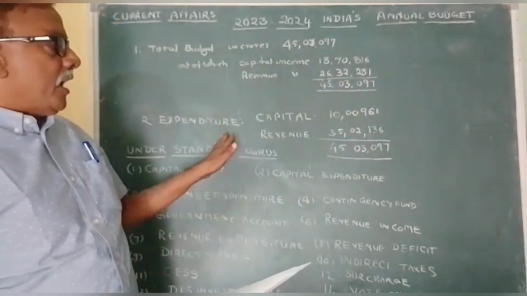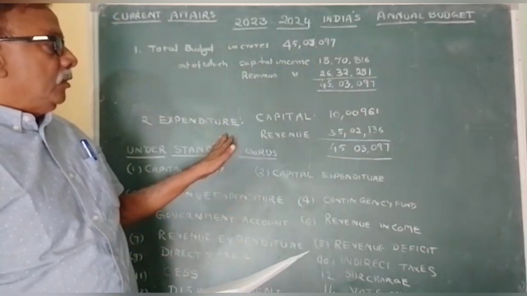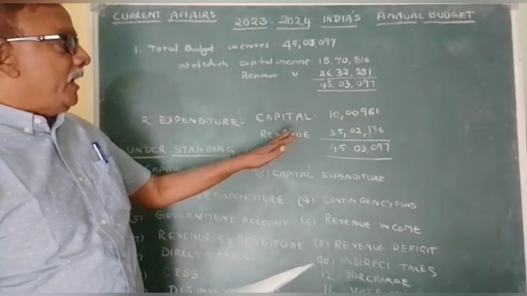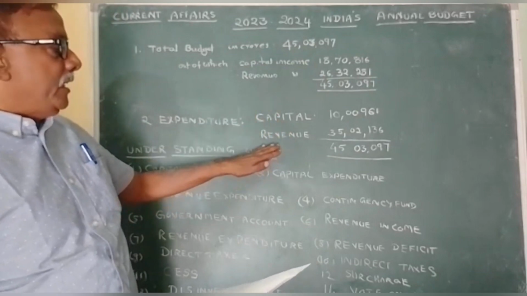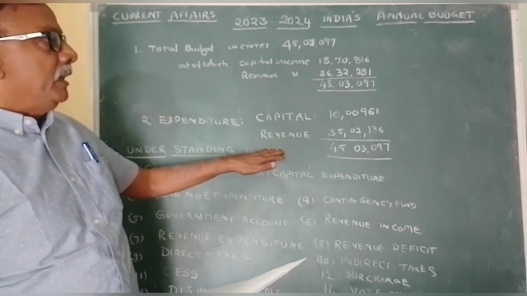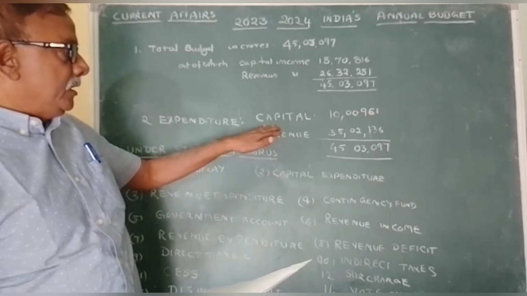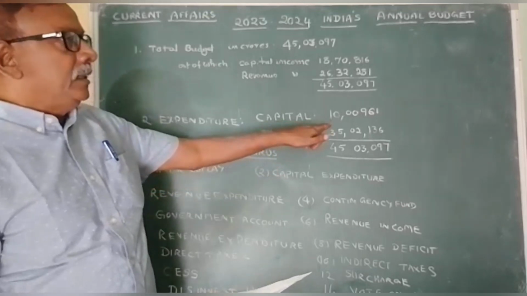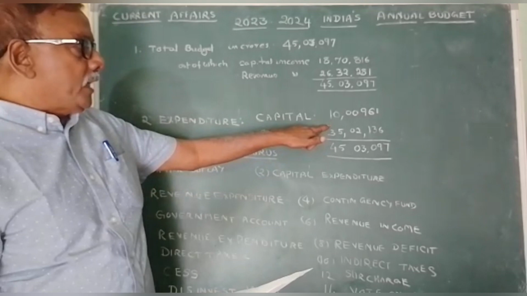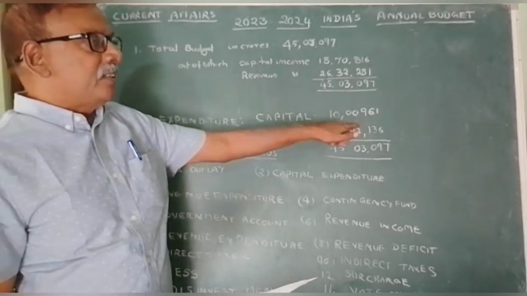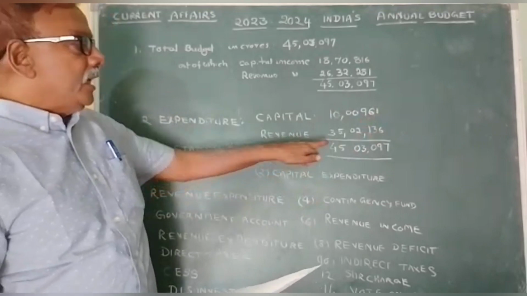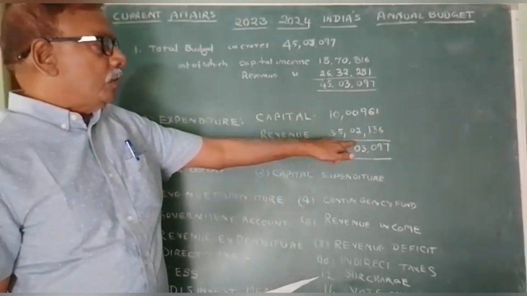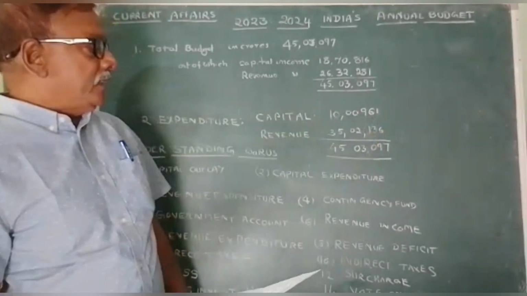On the expenditure side, what is the expenditure that the Government of India made on capital and what is the expenditure made on revenue? On the capital side, the expenditure is 10 lakhs 961 crores. On the revenue side, 35 lakhs 2,136 crores.